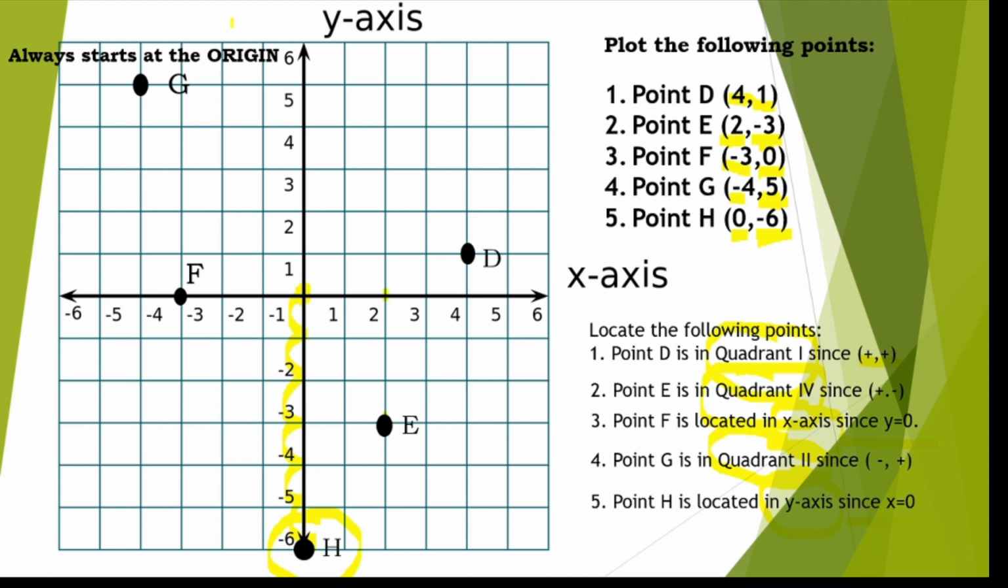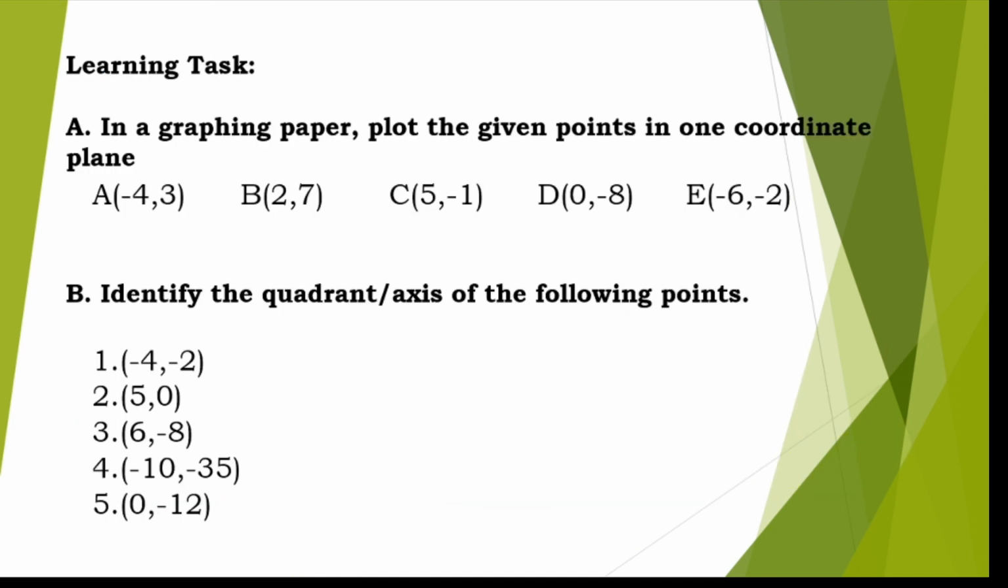So that is how we plot given points. Again, we start always at the origin. Identify the location of the given points. Identify the x-coordinate and count from the origin. Is it going to the right or going to the left? And then identify the value of y. Is it going upward or going downward? So that is how we plot points on a Cartesian plane.